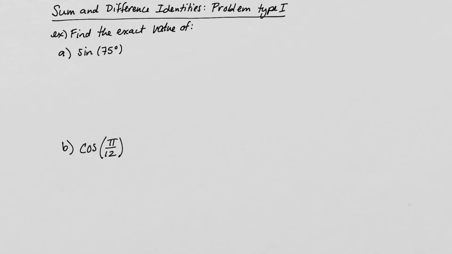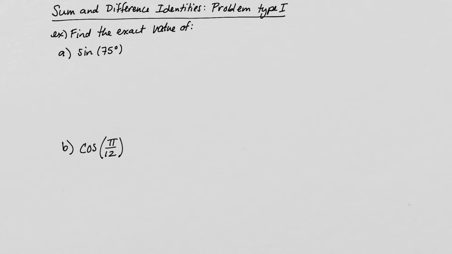In this video, we're going to look at the sum and difference identities, problem type 1. In these problems, we're asked to find the exact value of a sine, cosine, or tangent problem. This is really just about being able to identify what makes up two angles and then using the sum or difference formulas. So if you think about 75 degrees for our first one here, the sine of 75 degrees.